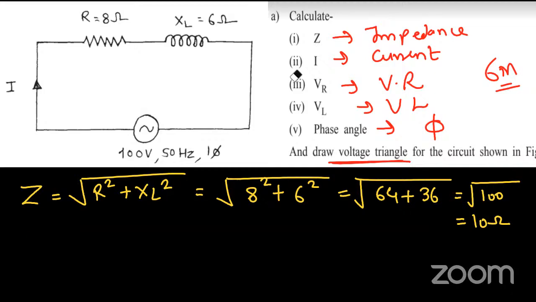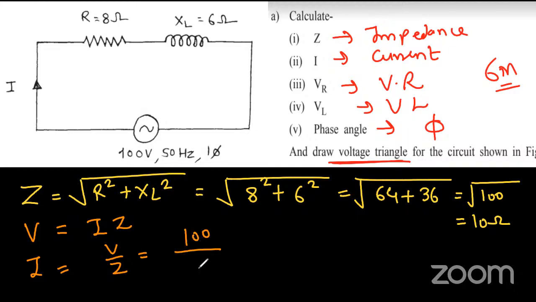Let's see, it's simple. How to find I? V is equal to IZ. We know V and we know Z. I have not written given here, but in the exam you have to write given. I directly solved it, but you have to write given in the exam. Then what is I? I is equal to V by Z. V is 100 and Z is 10. So 100 by 10, answer is 10 ampere.